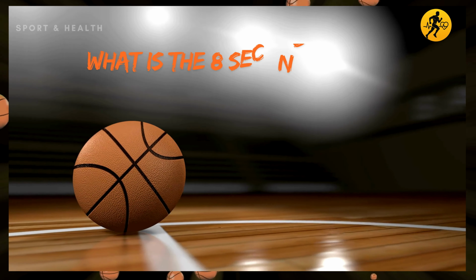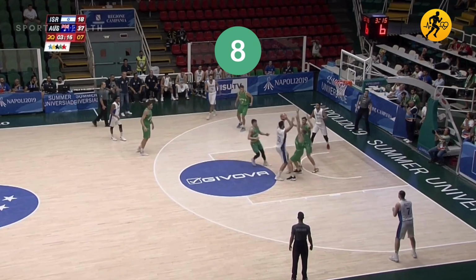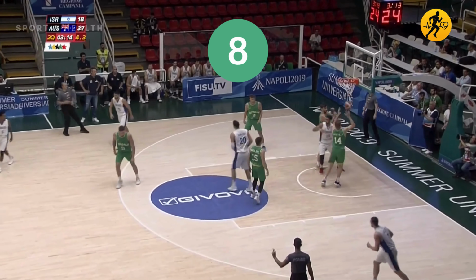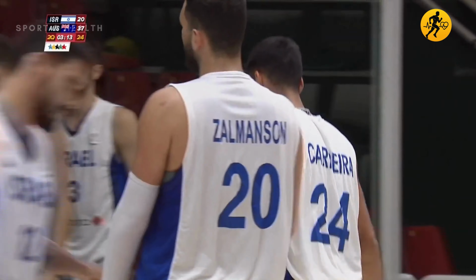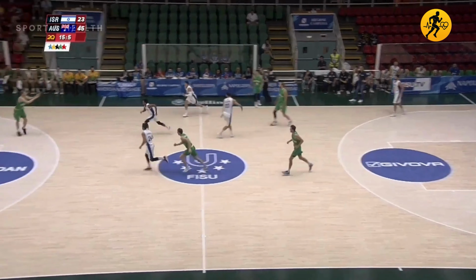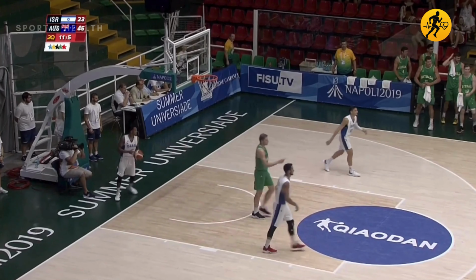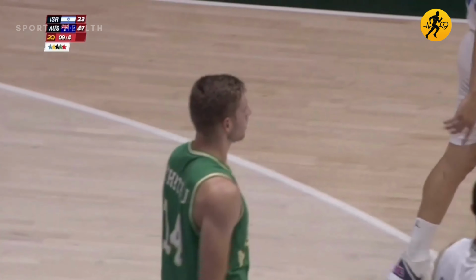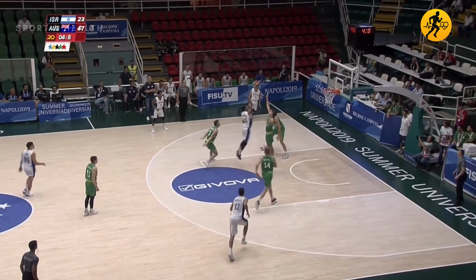What is the 8-second rule in basketball? The 8-second rule in basketball determines the time a team has to pass the ball from its own court to the opponent's court. If a team fails to pass the ball from its own court to the opponent's court within 8 seconds, the ball is given to the opposing team and is considered an offensive error. This rule is applied to increase the speed of the game by limiting the time for teams to attack and to make them more active on offense.